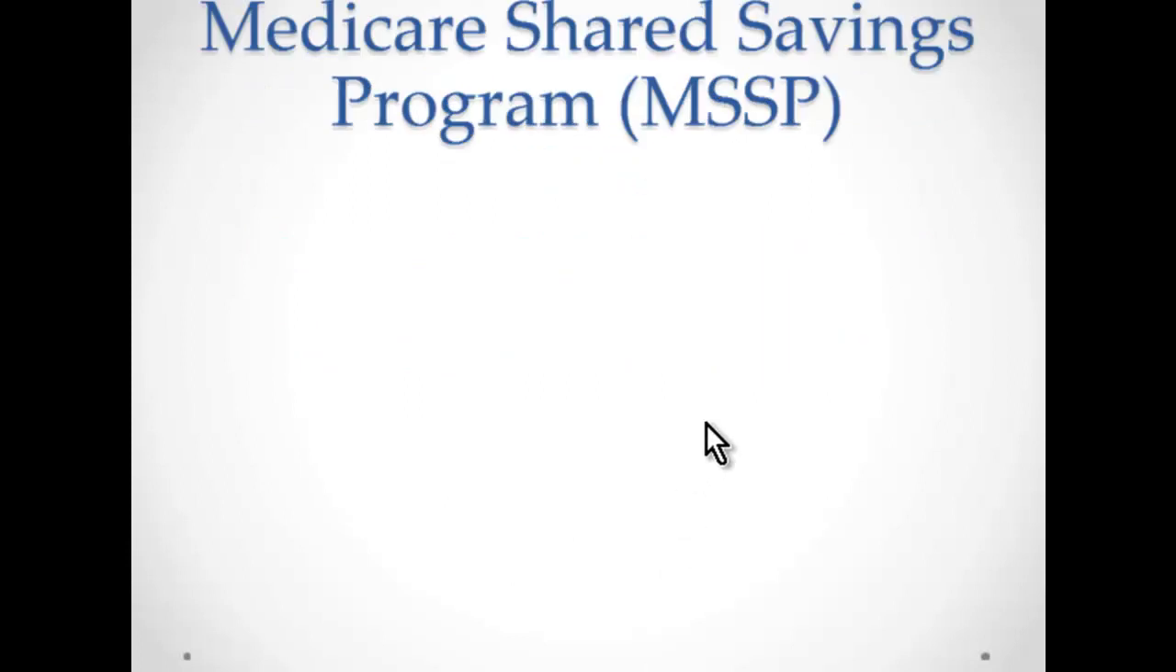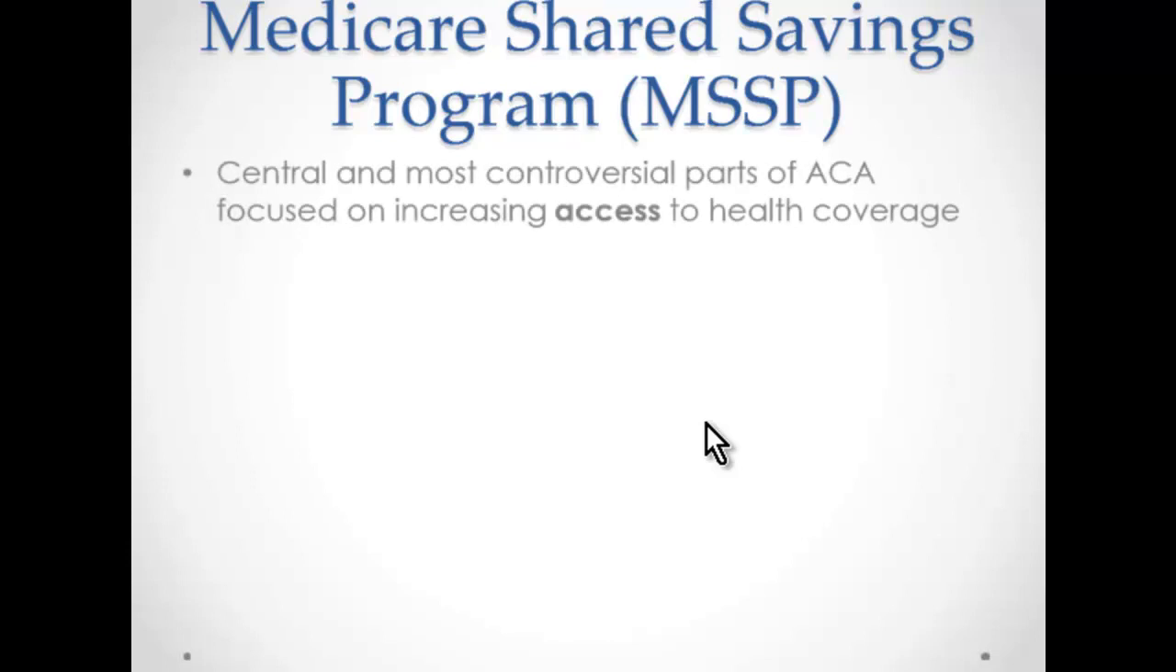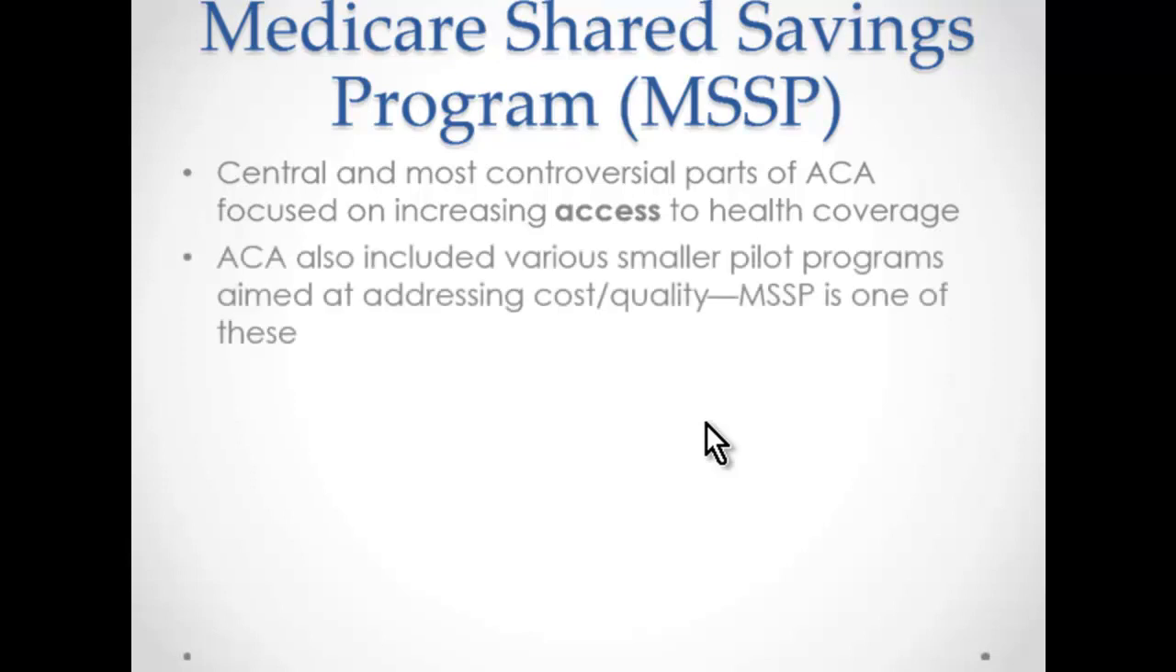In the last presentation, we looked at the idea of ACOs at a conceptual level. Now let's take a look at a policy initiative included in the ACA aimed at helping providers adopt the ACO model. And just to be clear, the Affordable Care Act, also known as Obamacare, was a big piece of legislation with numerous provisions. And the central and most controversial aspects of the ACA relate to increasing access to health coverage through insurance marketplaces, mandating individuals to carry insurance, and expanding Medicaid. In this presentation, I'm not going to talk about those aspects of the ACA. Rather, the ACA also included a variety of smaller pilot programs aimed at addressing the cost and quality of care. And the MSSP, the Medicare Shared Savings Program, is one of these.